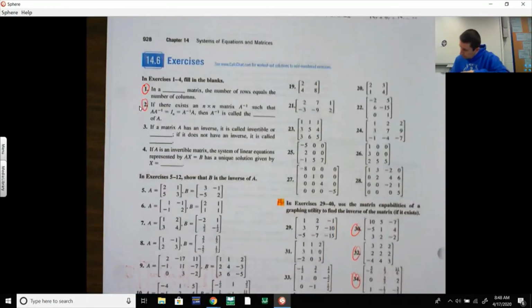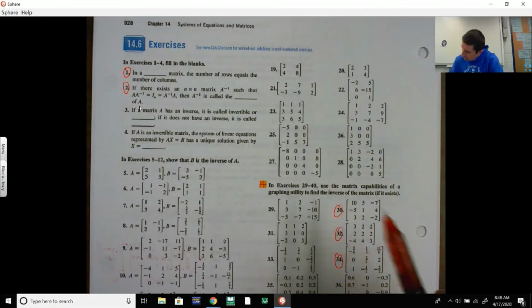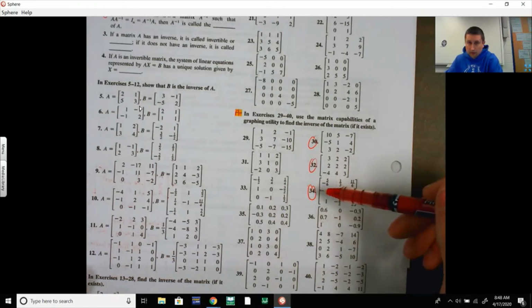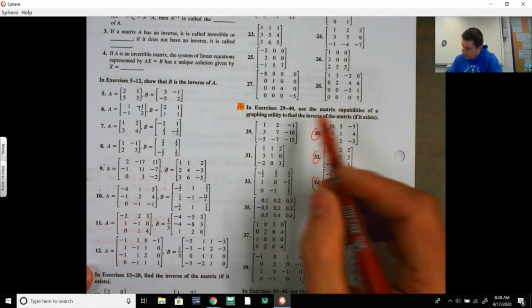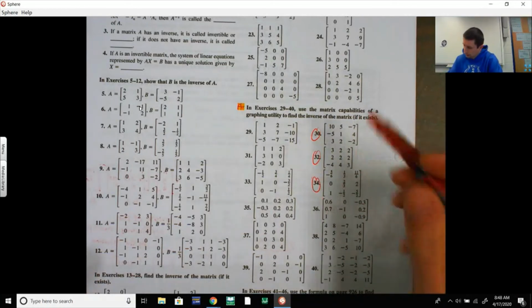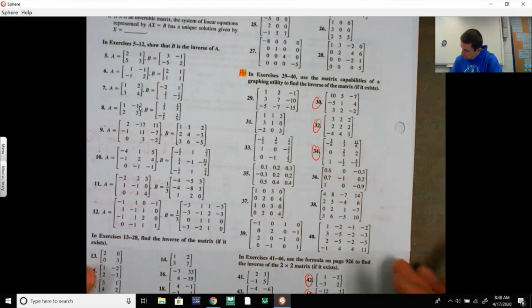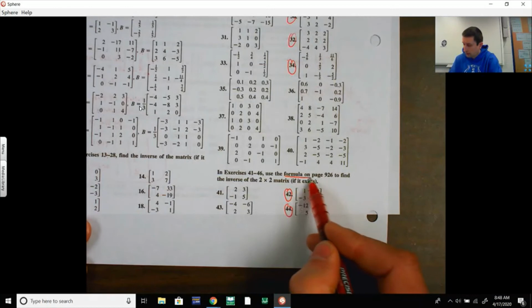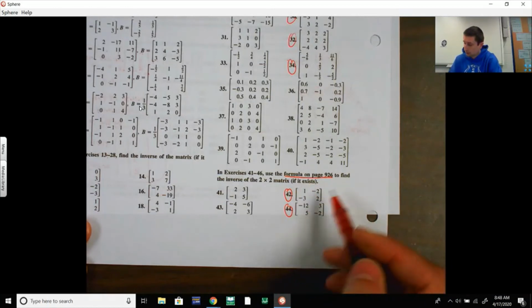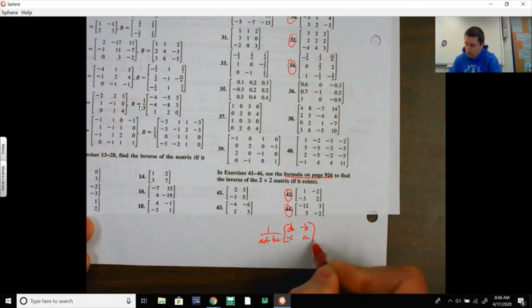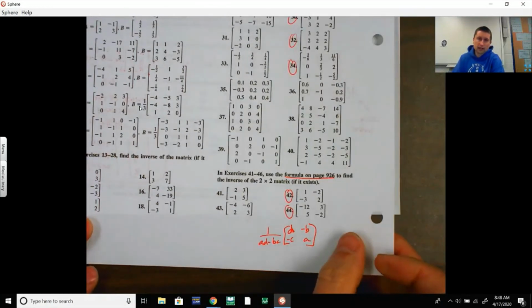Okay. So your questions, 1 and 2 is some vocab. It's either square or inverse matrices. 30, 32, 34, use the matrix capabilities of a graphing utility. Find the inverse matrix if it exists. So use your calculator on these. I took off all the ones that aren't too necessary. 42 and 44, I want you to try to use that formula on page 926. These are 2 by 2 matrices. 1 over AD minus BC times D, opposite of B, opposite of C, A. Try to use that formula. Use your calculator to check to make sure you did it right.